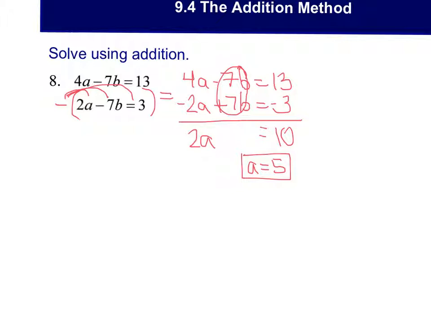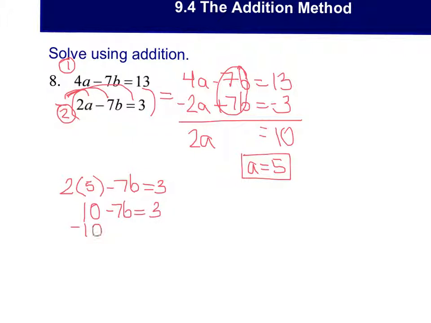Now you can choose whichever equation you want, the first one or the second one, whichever one appears easier to you. I'm going to choose the second one. So 2 times a, 2 times 5, minus 7b is equal to 3. So it's 10 minus 7b equal to 3. Subtract 10 from both sides. So now I'm going to have negative 7b equals negative 7. So then b is equal to 1. So my solution is a equals 5 and b equals 1.